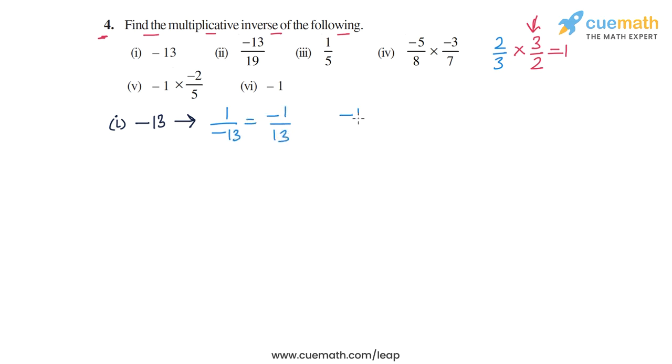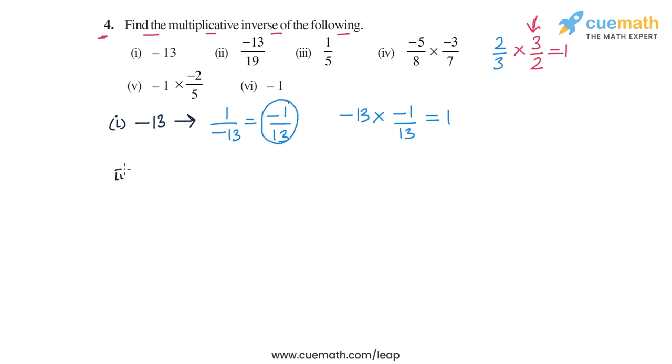this will work. If I take minus 13 and multiply it by negative 1 by 13, we can see that this will give us 1. So the answer to the first part is the multiplicative inverse is negative 1 by 13.